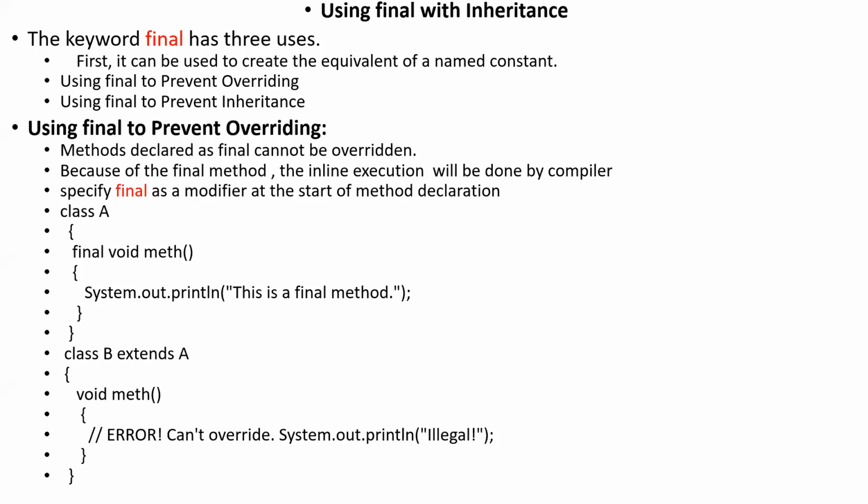Now we'll see the final keyword here. Already we saw one advantage of the final keyword, that you can fix a constant, a named constant. Now with respect to polymorphism, overriding and inheritance, there are two more advantages of the final keyword. The first one is that. The second one is that we can use the final keyword to prevent overriding of methods.